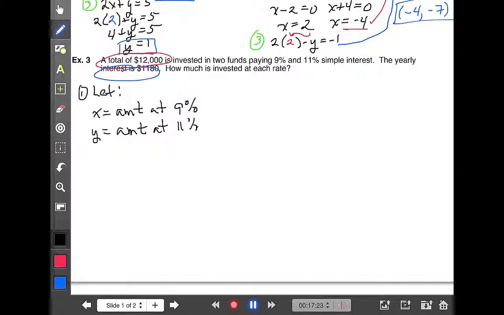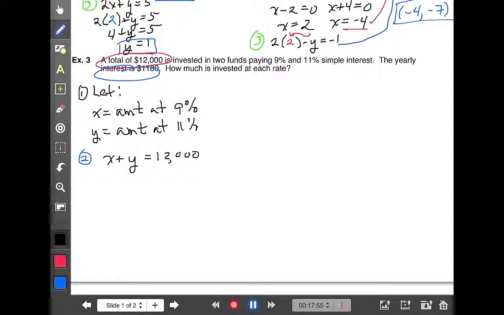All right, so then step 2 is to actually write your system. So look at the amount that's invested. I have a total amount invested of $12,000. Do we know how much was invested at 9% and how much was at 11%? But we know that we have a total of $12,000. So how are you going to write that and show that? Okay, so let's write that as x plus y is equal to $12,000.